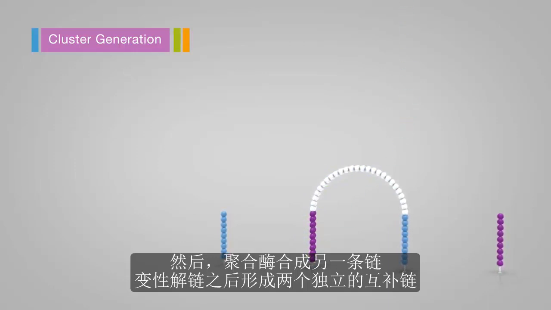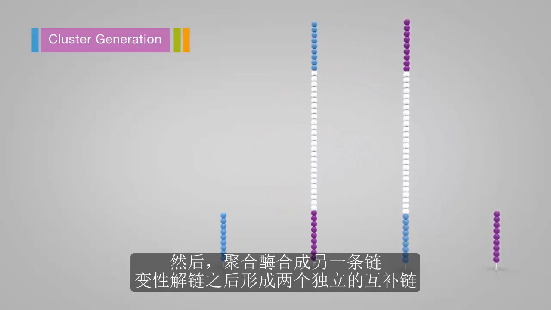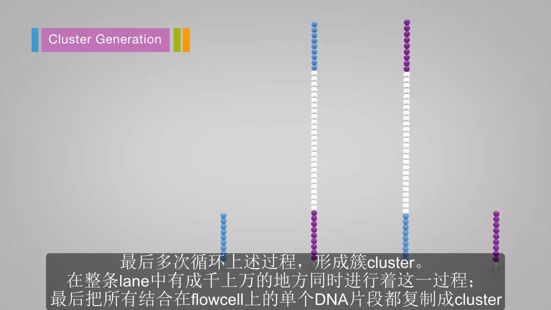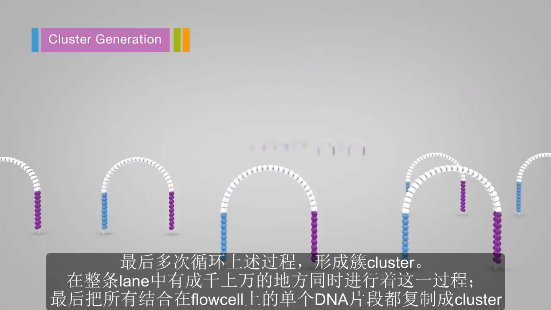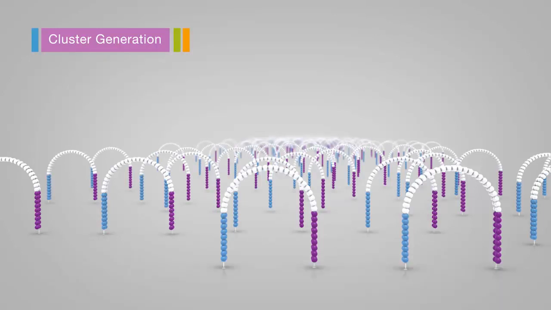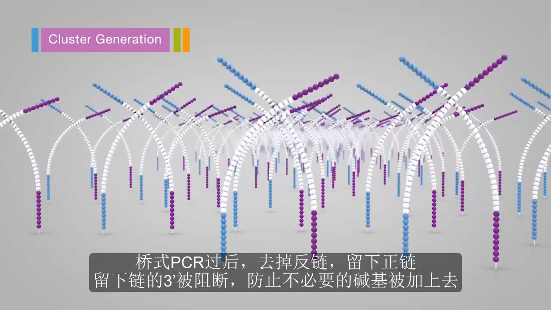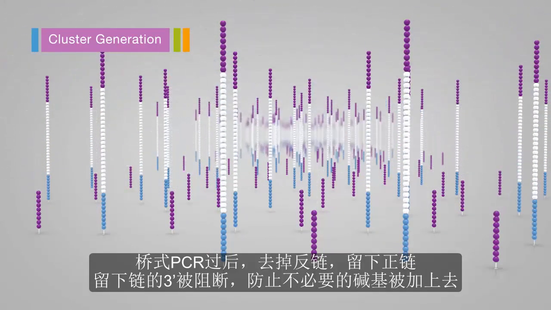This bridge is denatured, resulting in 2 single-stranded copies of the molecule that are tethered to the flow cell. The process is then repeated over and over and occurs simultaneously for millions of clusters, resulting in clonal amplification of all the fragments. After bridge amplification, the reverse strands are cleaved and washed off, leaving only the forward strands. The 3' ends are blocked to prevent unwanted priming.